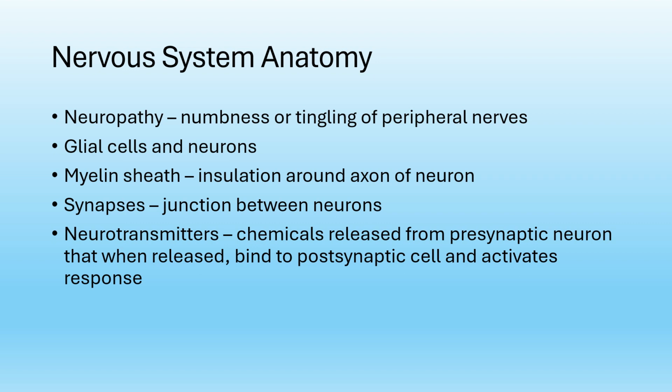Neurotransmitters are the chemicals that are being released from one neuron, and it goes through the synaptic cleft, which is the space between the neuron and what it's connecting to, which could be another neuron or a muscle. The neurotransmitter is going to activate some type of a response.